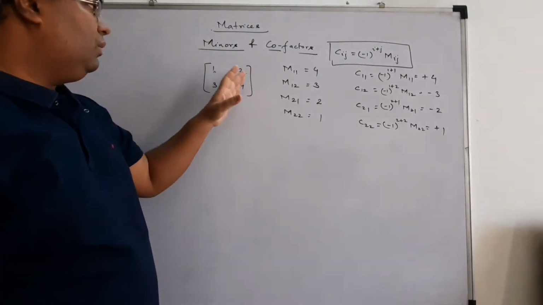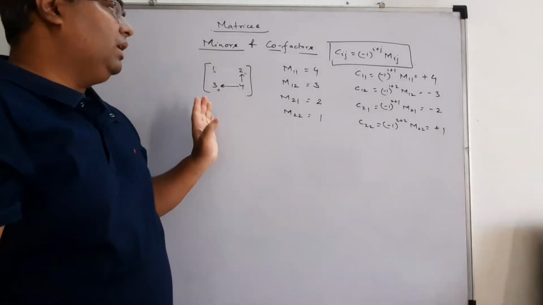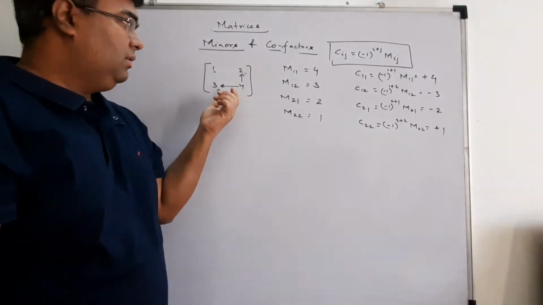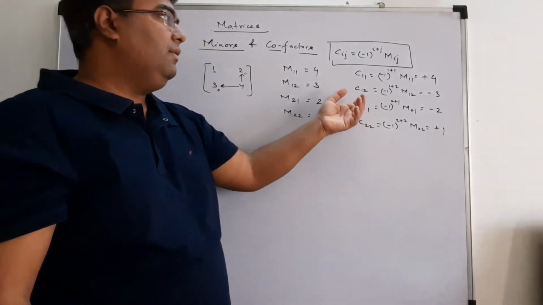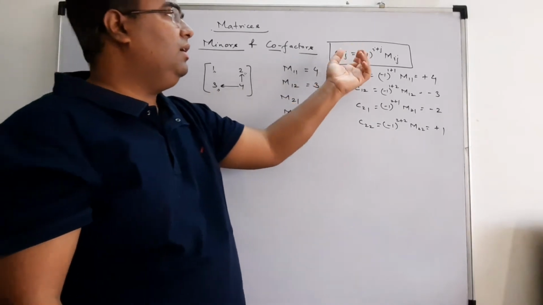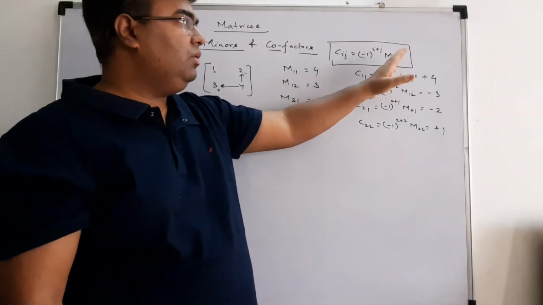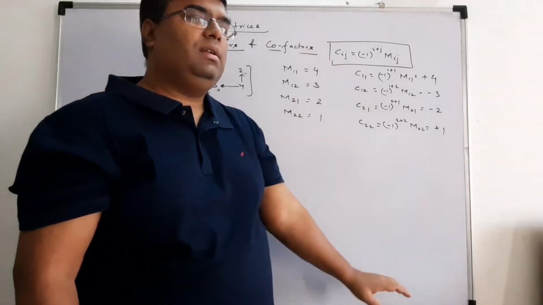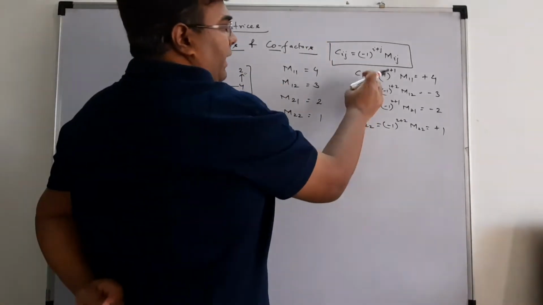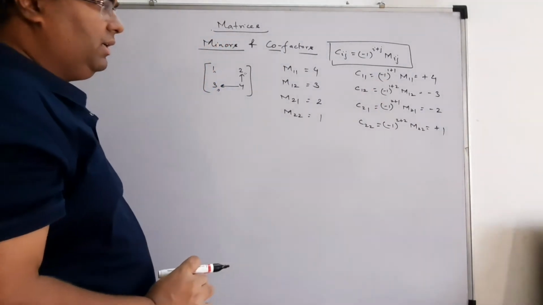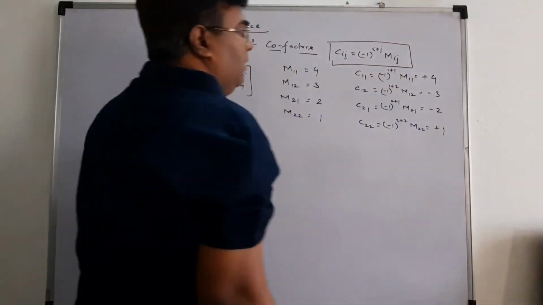So minor is basically what? Whichever element I am taking, I am just leaving out that row and that column, and whatever element is left out, I am writing that. And for Cij, for cofactor, I am writing a formula: minus 1 raised to i plus j times Mij. So basically cofactor is nothing but just putting a sign, and the sign will depend on i and j. Correct? Now let us do it for 3 by 3.